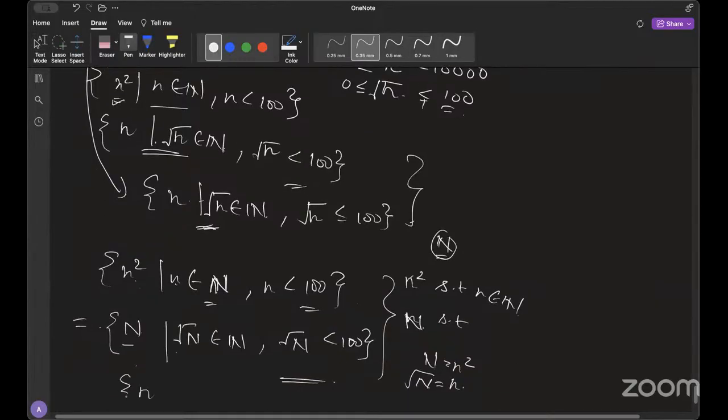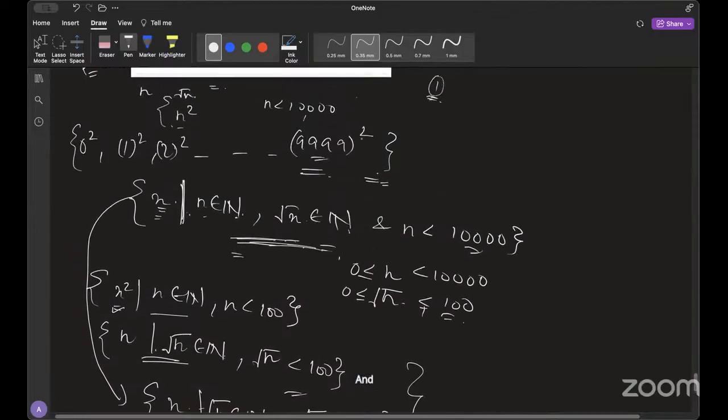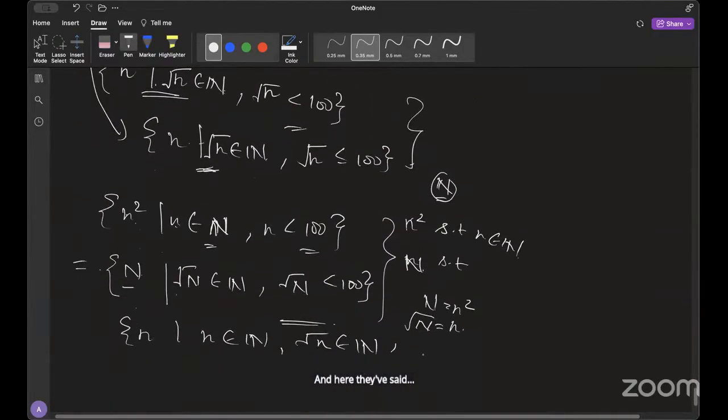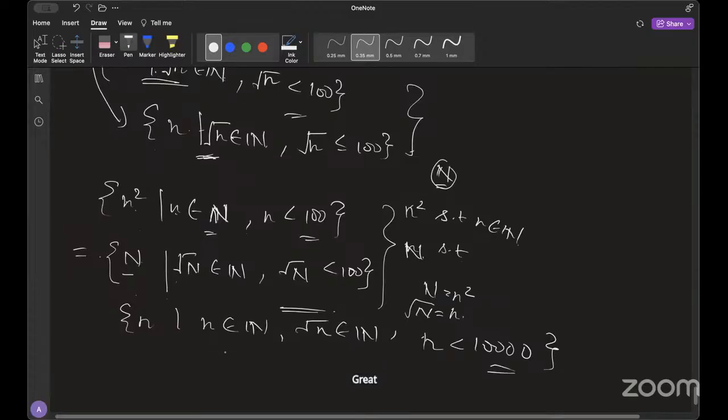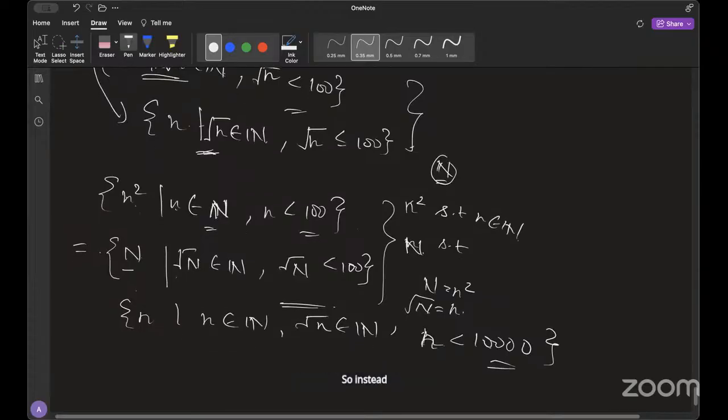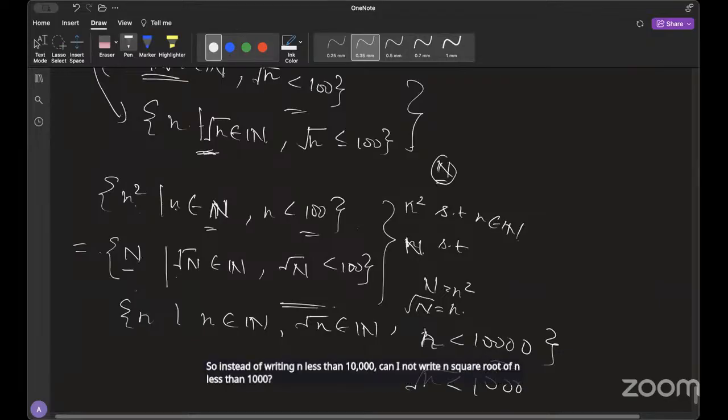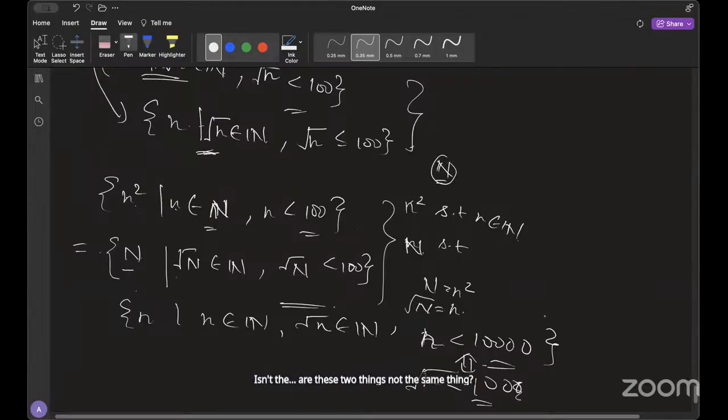It's a collection of n, written in a different format, so that n is in natural numbers, square root of n is in natural numbers, and here they've said that your n should be less than 10,000, right? This is what they've said. So instead of writing n less than 10,000, can I not write square root of n less than 100? Are these two things not the same thing? Is it clear? Yes, ma'am.